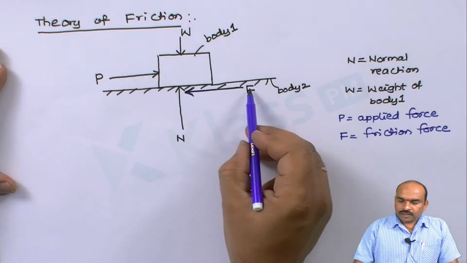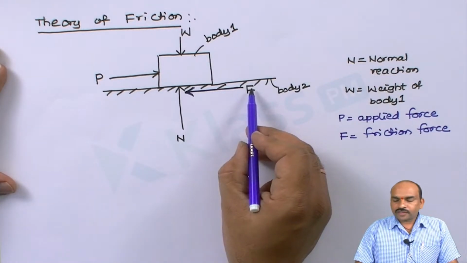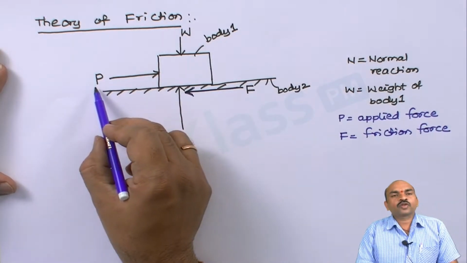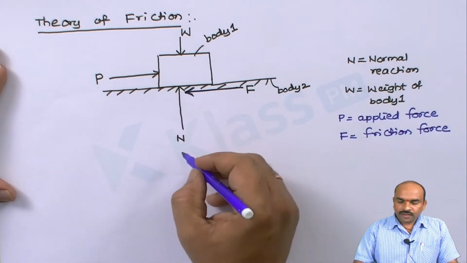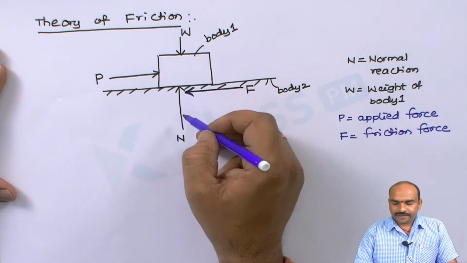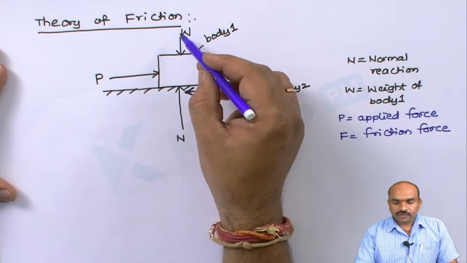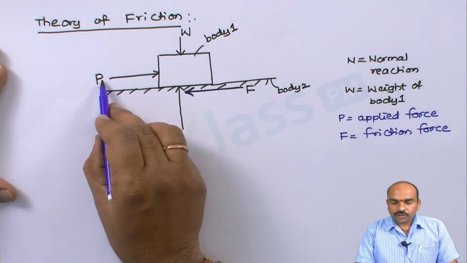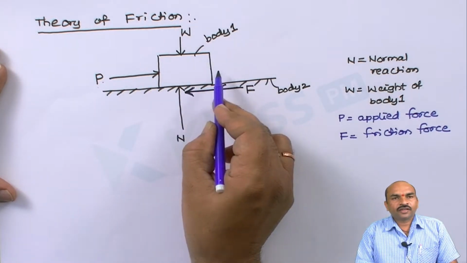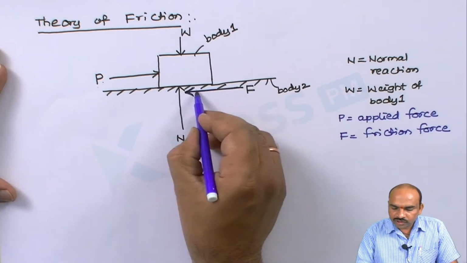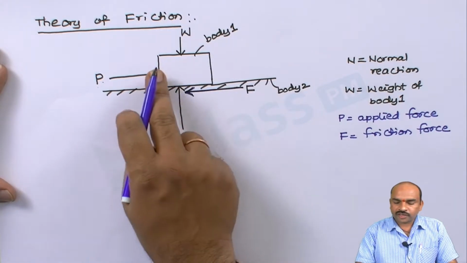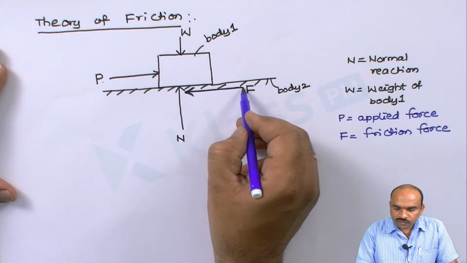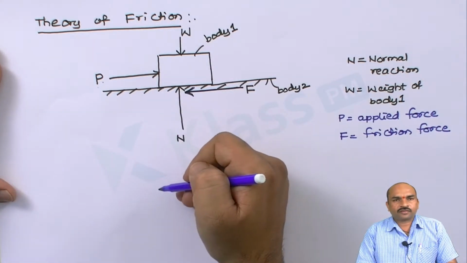Now, this F is a frictional force acting because of this applied force P, and the normal reaction N is because of weight. When the weight is acting downward, the normal reaction will be upward. When the force P is applied in this direction, the friction force will be opposite to the body motion, because the body is moving in this direction because of force P. So the friction force will be in the opposite direction.